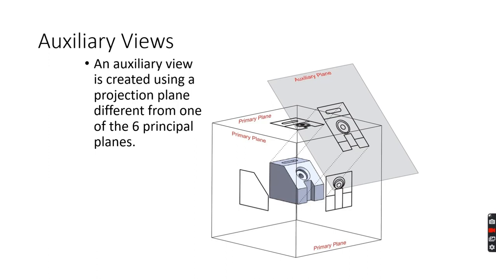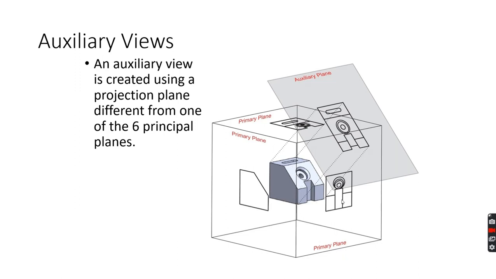We're going to take a look now at Chapter 9, Auxiliary Views. An auxiliary view is a view that's created using a projection plane different from one of the 6 principal planes. Okay, so you can see here we have part of this on an angle.